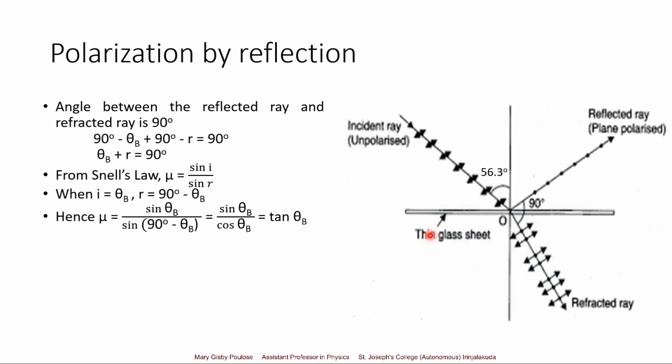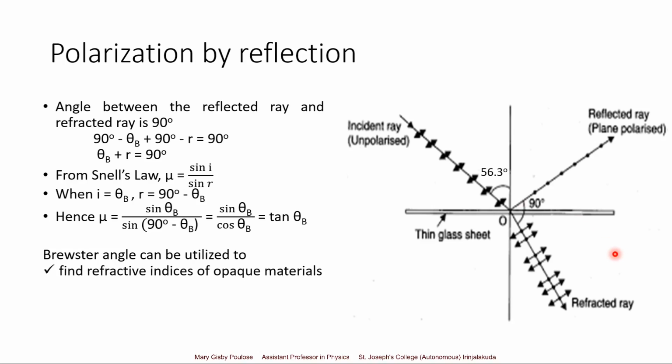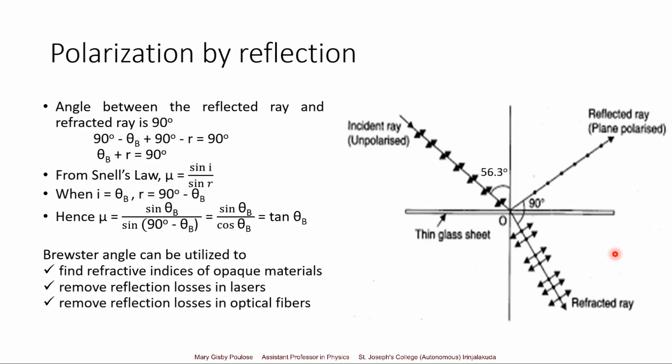Now, if light is incident at the polarizing angle of 56.3 degrees on a glass sheet, the reflected light will be completely polarized. And if we know the polarizing angle, we can calculate the refractive index by mu is equal to tangent of 56.3 degrees. Brewster angle can be utilized to find refractive indices of opaque materials, remove reflection losses in lasers, and remove reflection losses in optical fibers. These are just some of the uses.